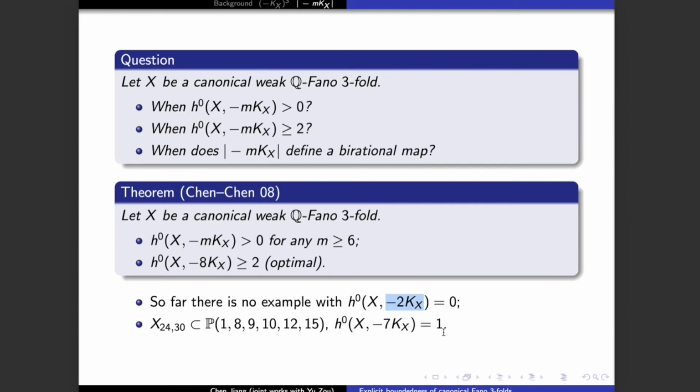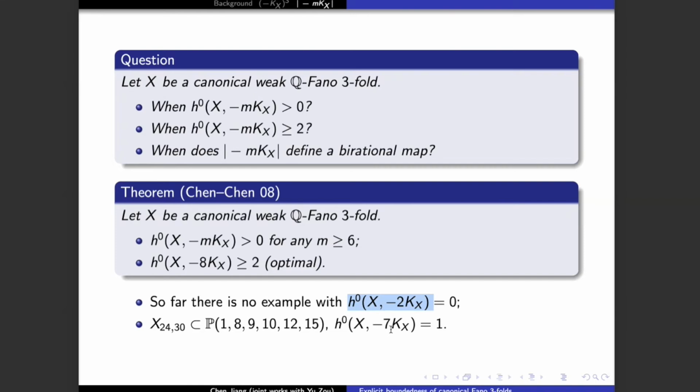Okay, I think Miles Reid and also Gavin Brown and several people try to construct more examples by looking at the Hilbert series or something. But so far, I believe we don't have any example with minus 2K_0. Okay. So this is something very interesting, but we cannot solve it yet.